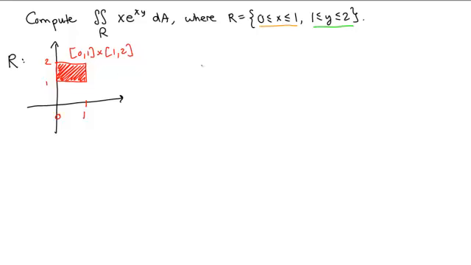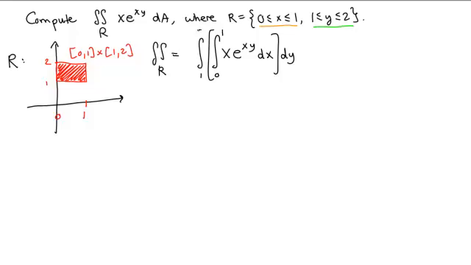So since this is a rectangle, we can apply Fubini's theorem. And so the double integral over the region R can be expressed as an iterated integral. We could take the function x e to the xy, and integrate it with respect to x first, between 0 and 1, and then integrate that with respect to y, with y going between 1 and 2. So let's take a look at this thing.